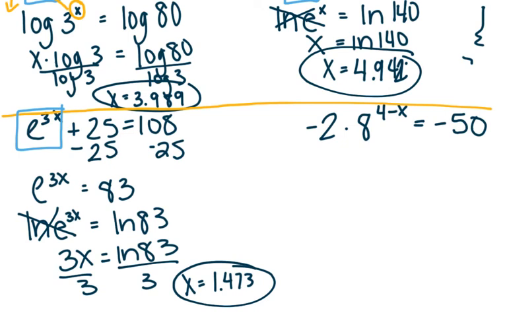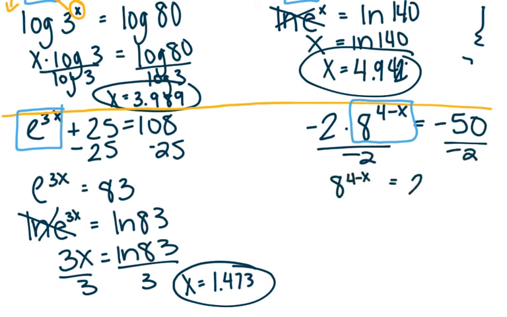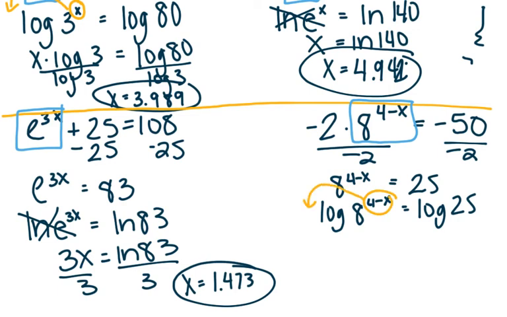Alright, and then the very last one, I want to isolate the exponential part as much as I can. So I need to get rid of that negative 2. It's being multiplied, so to get rid of it, I'm going to divide both sides by negative 2. So 8 to the 4 minus x equals positive 25. So now I'm going to take the log of both sides. I'm going to use the power rule. Anytime there's an exponent, I can write it in front. So 4 minus x, I'm going to put that in parentheses just to remember that it goes together.